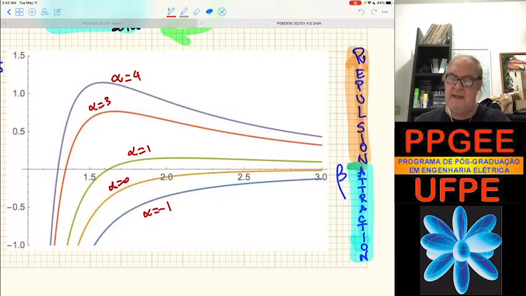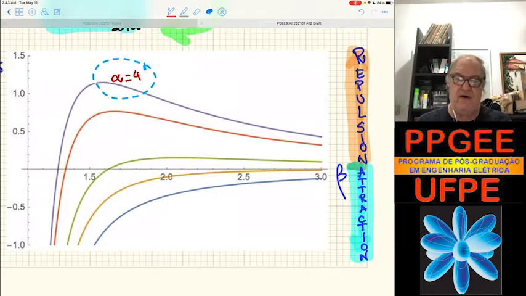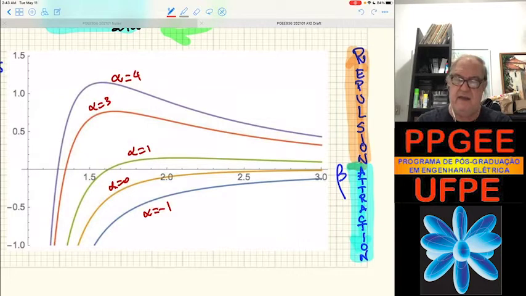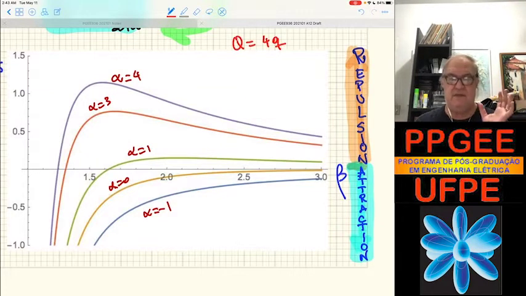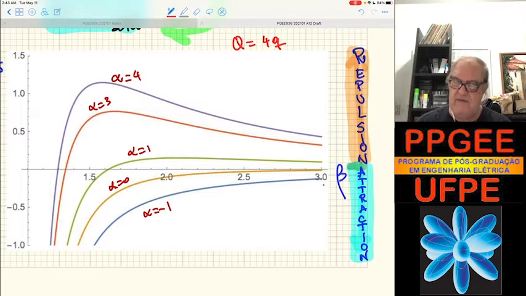So you see that for alpha equals 4, what does it mean? Let's see. Q equals 4 times Q, right? So the charges have the same sign. As we approach, alpha is this z-axis here. I'm sorry, this is beta, which is the distance shown here, right?